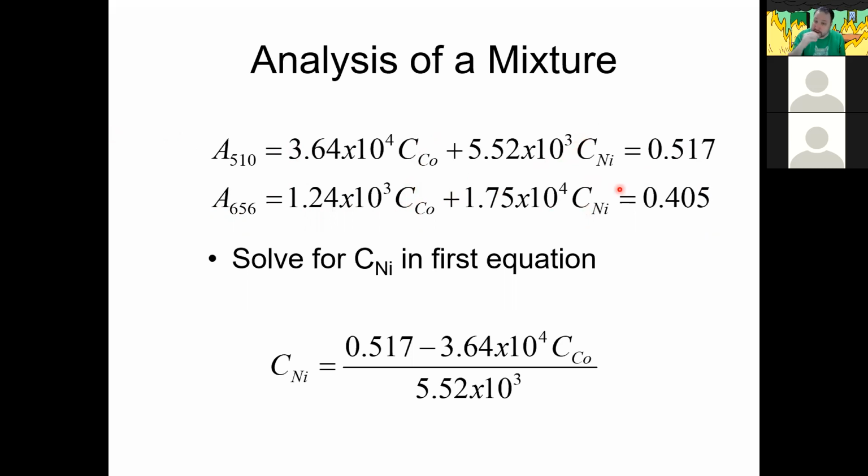So we're going to solve for the concentration of nickel in the first equation. We'll take this first equation and rearrange it to solve for nickel. So we'll get 5.17 minus 3.64 times 10 to the fourth times the concentration of cobalt, over 5.52 times 10 to the third. Now, when I was doing this, this was confusing because I don't have a math brain.